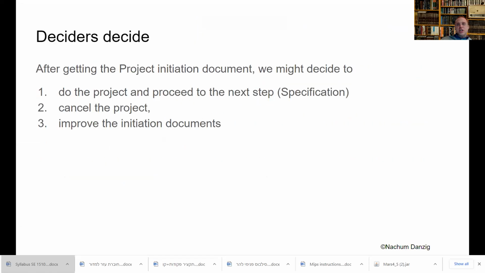After getting the project initiation document, we might decide to do the project and proceed with the next step, the specification. Or we might decide to cancel the project. Or we could decide to improve the initiation document, because it's not good enough, not well done, or not accurate. Normally, we would decide to do the project and proceed to the next step, which is specification, exactly how it will be done.